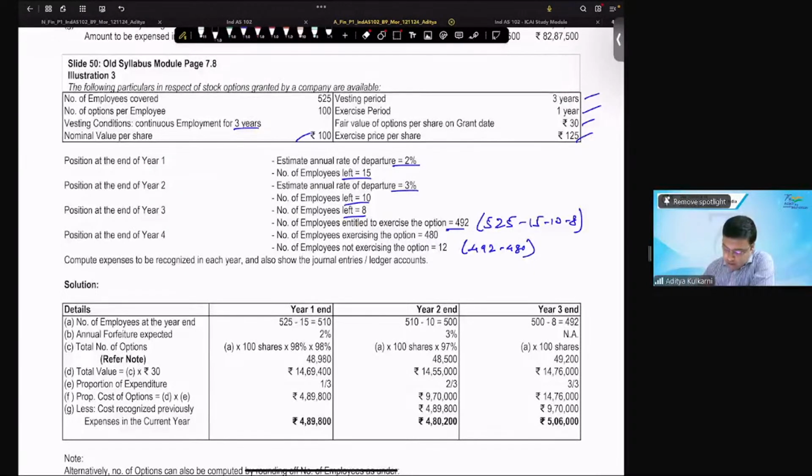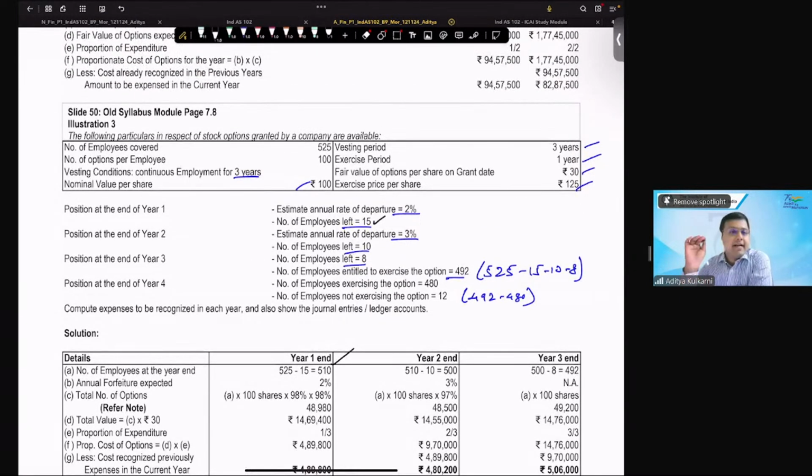So at the end of the first year, how many employees left? 15. Yes. So at the end of first year, I actually have only 510. Tell me one thing. This 510, is it estimate or is it actual? Actual. Oh, sorry. It is actual. ठीक है. Actual में पूरे साल में 15 employees left. So 510 is actual. ये मेरा actual है.